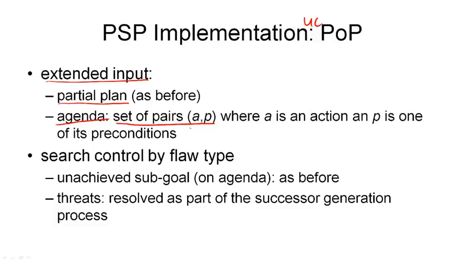The agenda is simply the way to avoid recomputing the open goals every time we go through the loop, where the loop here is implemented as a recursive function. Search control of the algorithm is then by flaw type. That means we have the unachieved sub-goals as part of our agenda, and every time we go through the loop, we select one of the unachieved sub-goals and remove that as a flaw from our partial plan, potentially introducing others. Threats, on the other hand, are resolved as part of the successor generation. So internally to the algorithm, we remove all the threats so that when we generate a new search node, that will have no threats in it.